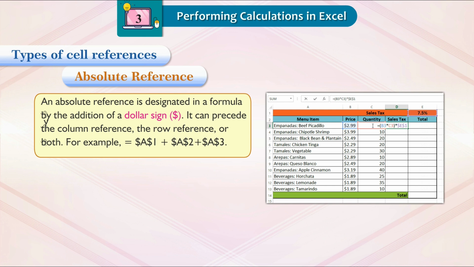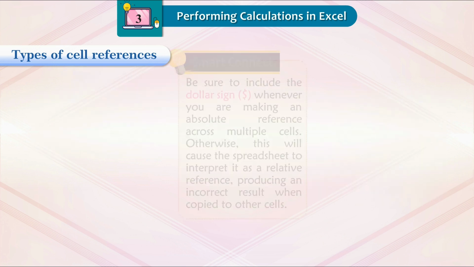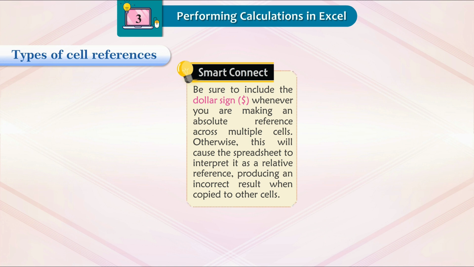An absolute reference is designated in a formula by the addition of a dollar sign. It can precede the column reference, the row reference, or both. For example, $A$1+$A$2+$A$3. Smart Connect. Be sure to include the dollar sign whenever you are making an absolute reference across multiple cells. Otherwise, this will cause the spreadsheet to interpret it as a relative reference, producing an incorrect result when copied to other cells.